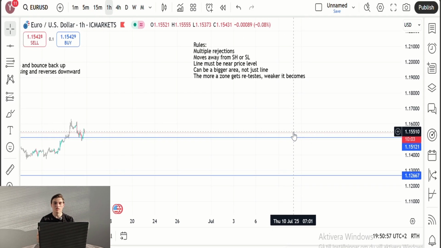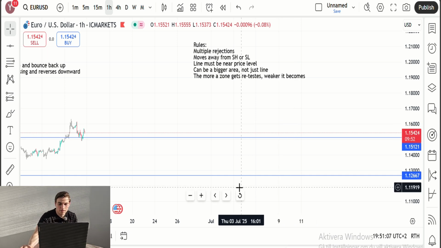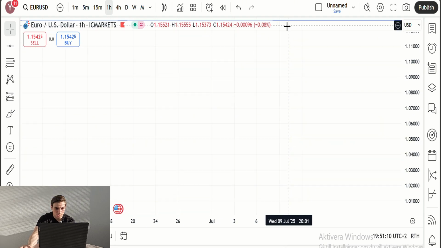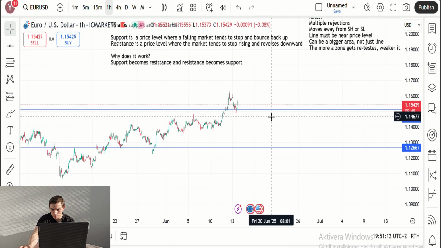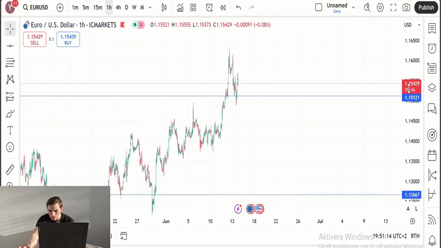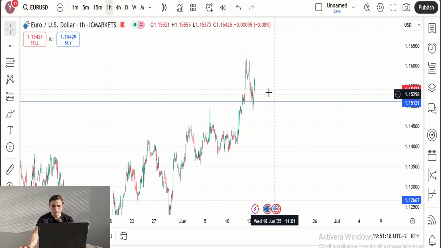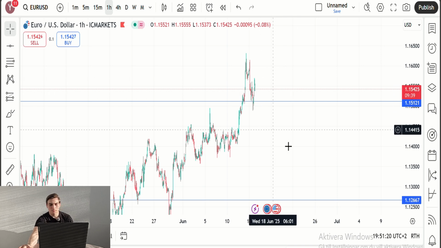Okay, so second rule, it must move away from a swing high or a swing low. The third rule, line must be near the current price. This is not really a rule. This is something I apply for myself and I suggest you apply it for you also, because if the current price of the Euro USD is right now 1.15429. Okay, so that's this right here, the red line.